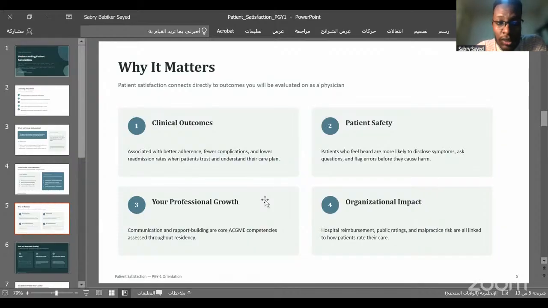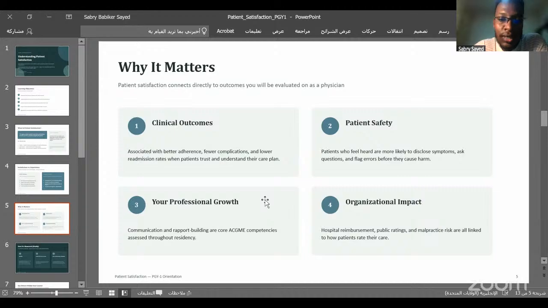Your professional growth as well. It's very important for you. Communication and rapport building are core ACGME competencies assessed throughout the residency. So this is for US residents, that for professional growth they look at your communication and rapport building very closely, and this might open new doors for you in your first programs and then in the fellowship programs as well.